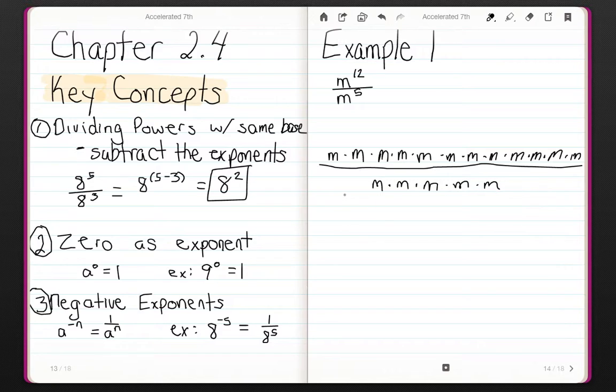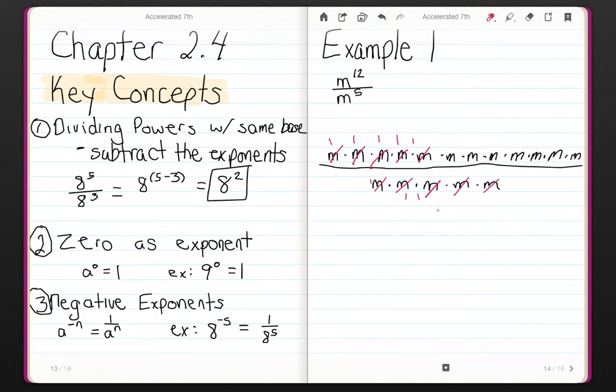So I can cross cancel and cross out some of my m's. M divided by m is 1. M divided by m is 1. M divided by m is 1. And m divided by m is 1.